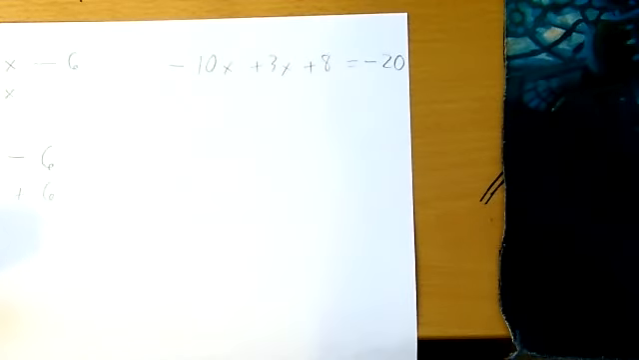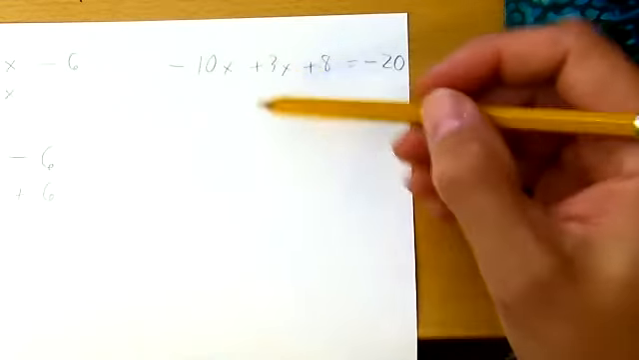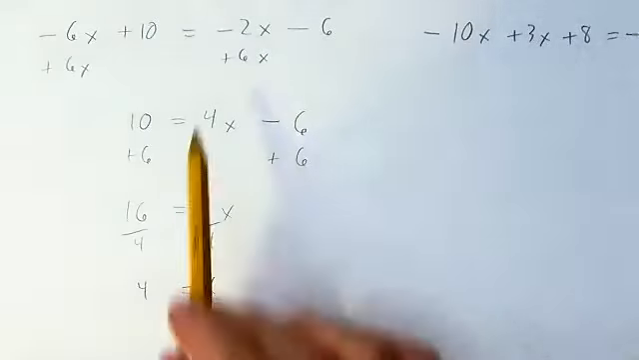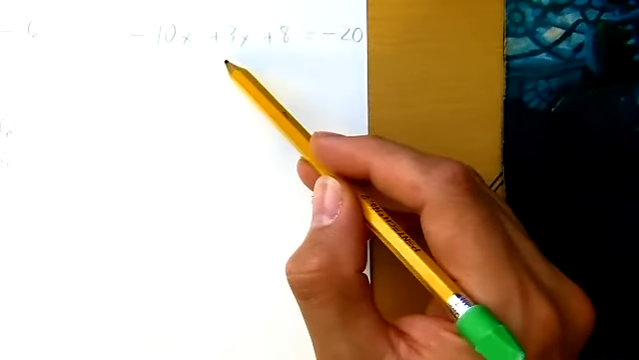Okay, negative 10x plus 3x plus 8 equals negative 20. Now, these are on the same side already, so you're just going to be combining them. You've got to get used to which times you move them and which times you just combine them. So in this one, we had to move it because here's the equals and they're on both sides. This time they're already beside each other.